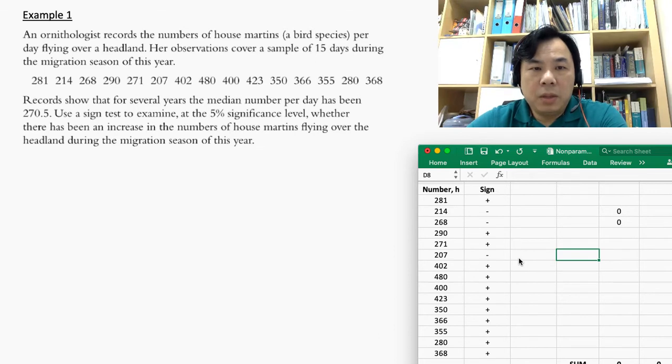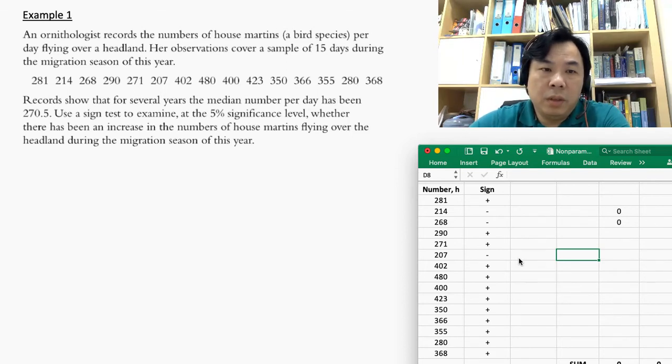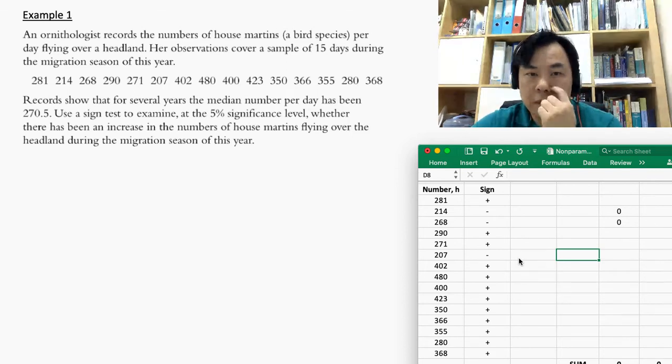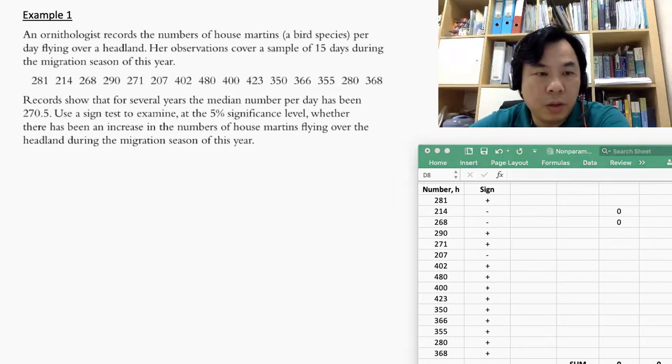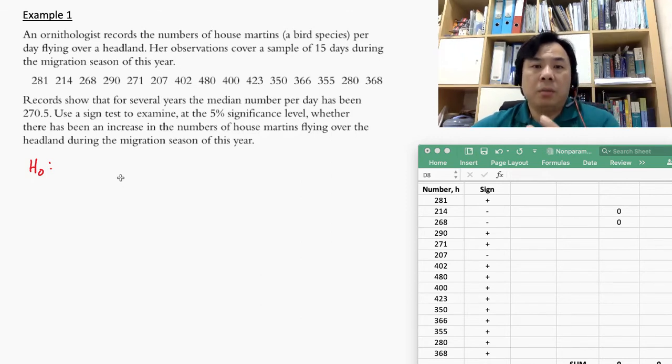Right? Now, use a sign test to examine at the 5% significance level, the type 1 error, whether there has been an increase in the number of house martins flying over the headland during the migration season of this year. Right. Now we're going to start off by writing the hypothesis statements as usual. So we will say that, whether there's an increase in the number of house martins flying over. So we will say that the number of house martins flying over.